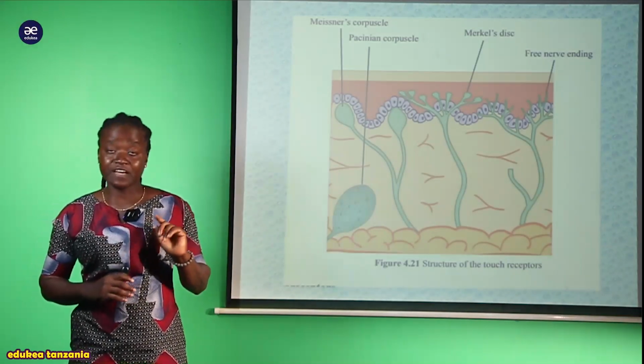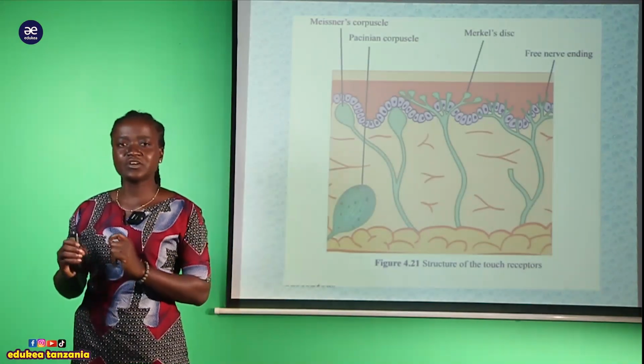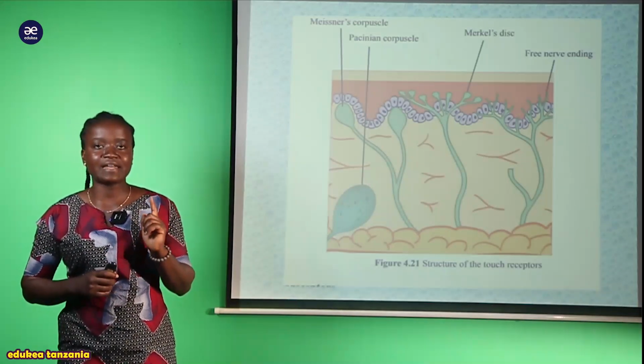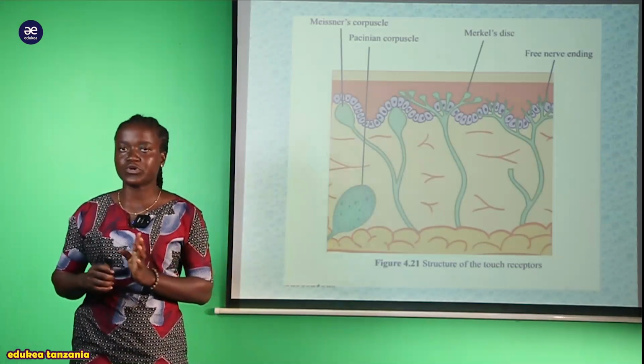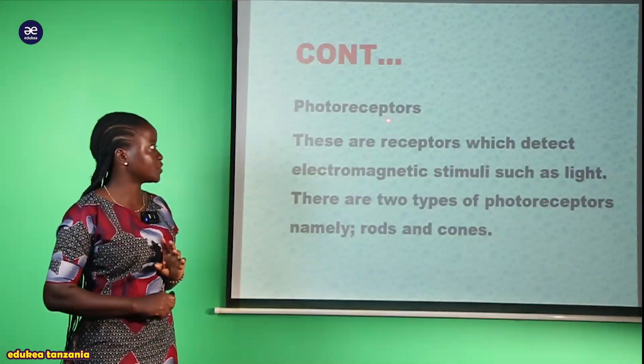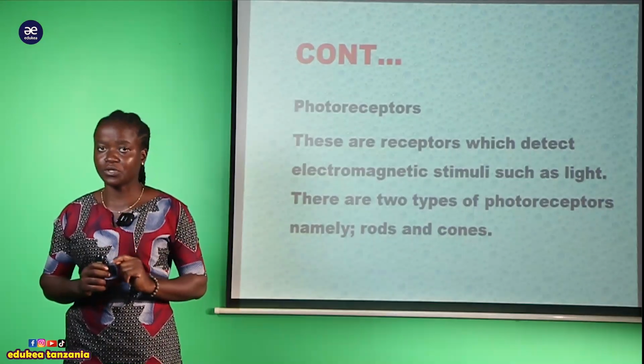Now, after we have seen the first type of sensory receptor based on the type of stimulus, I'd like to take you through another type of sensory receptor based on the type of stimulus, and this is called the photoreceptor. Here we are going to talk about the photoreceptor.